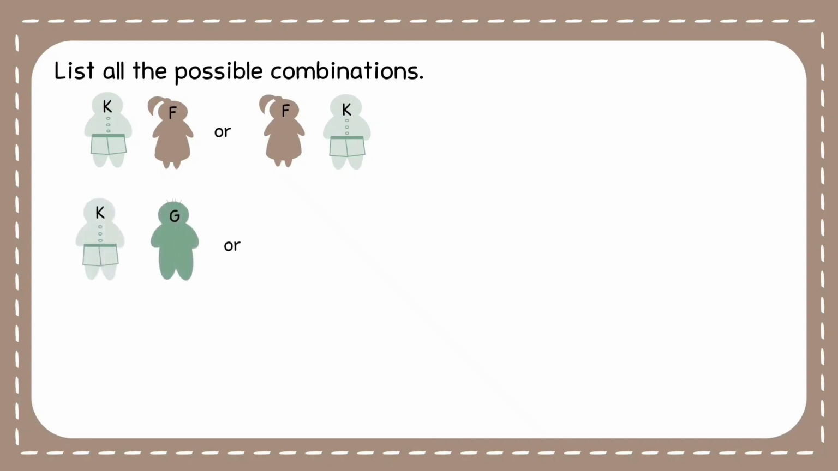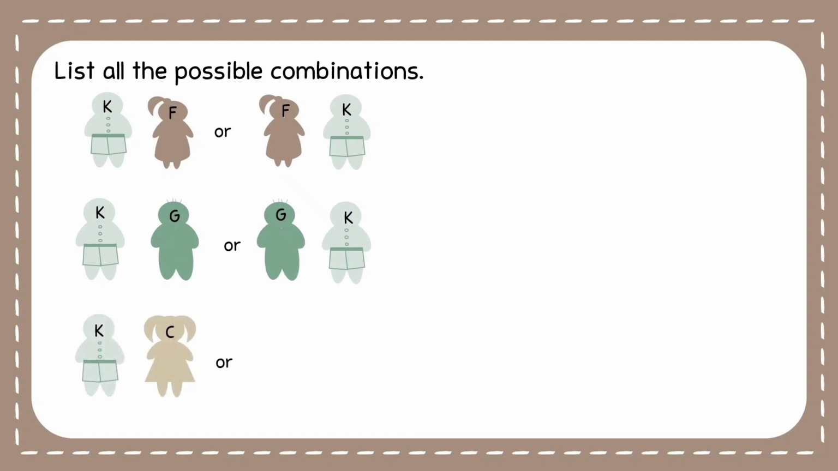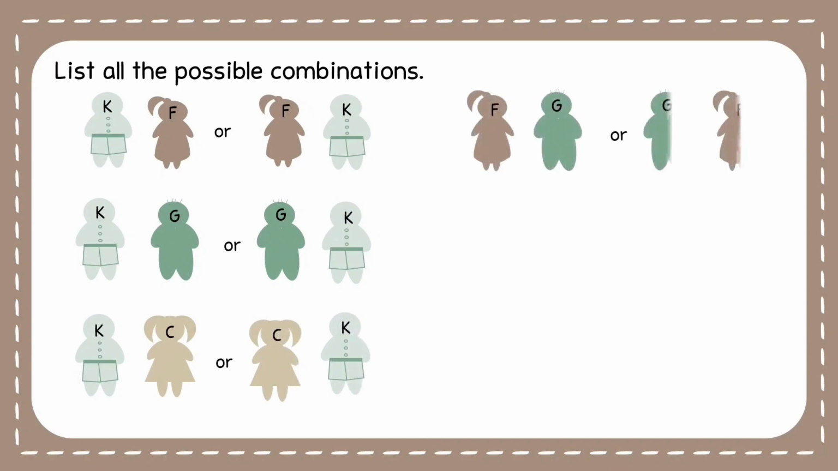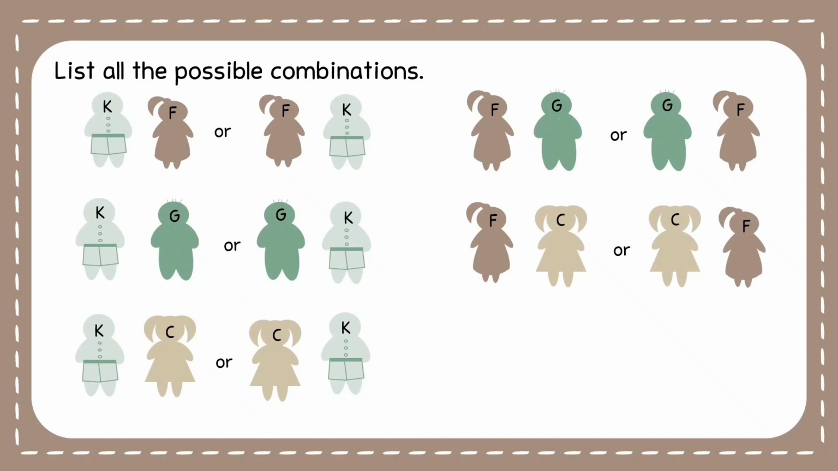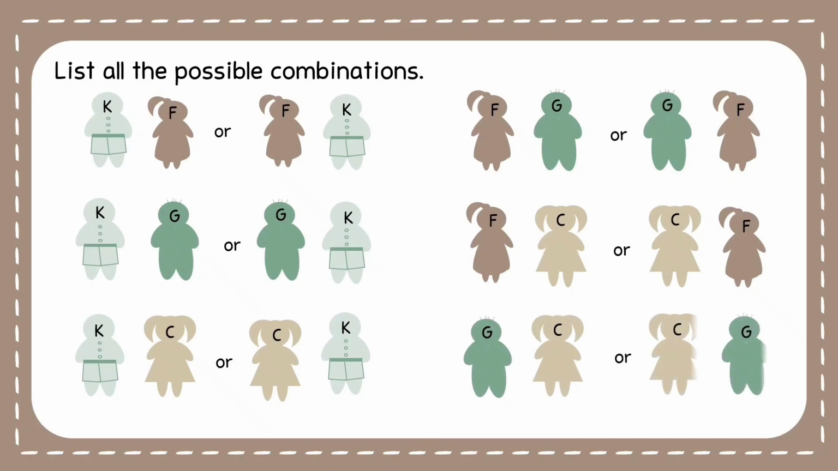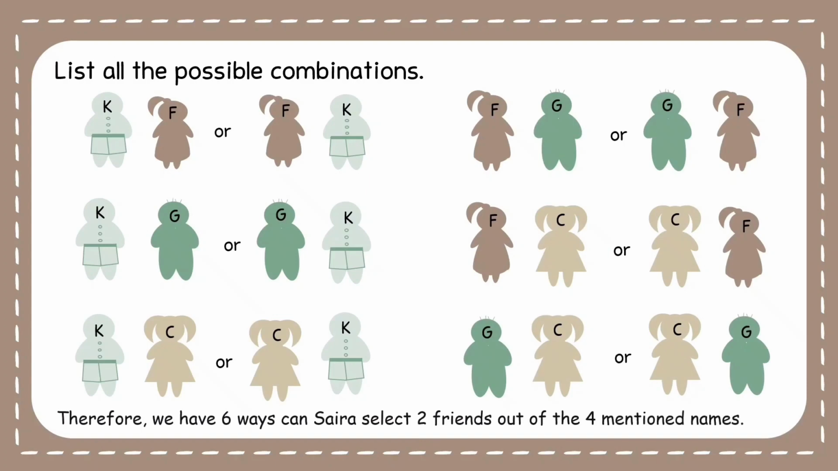Next, she can choose Kit and then Genesis, or Genesis then Kit. Our third combination is Kit and then Cindy, or Cindy then Kit. Fourth combination is Frances and then Genesis, or Genesis then Frances. Fifth combination is Frances then Cindy, or Cindy then Frances. And for our last combination, she can choose Genesis and then Cindy, or Cindy then Genesis. After listing all the possible combinations, therefore, we have 6 ways Syra can select 2 friends out of the 4 mentioned names.